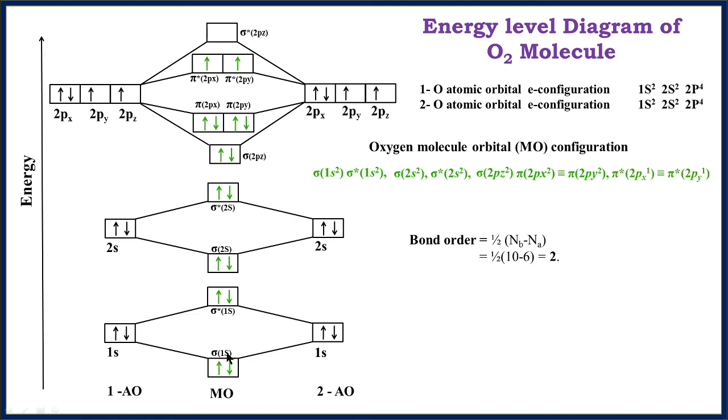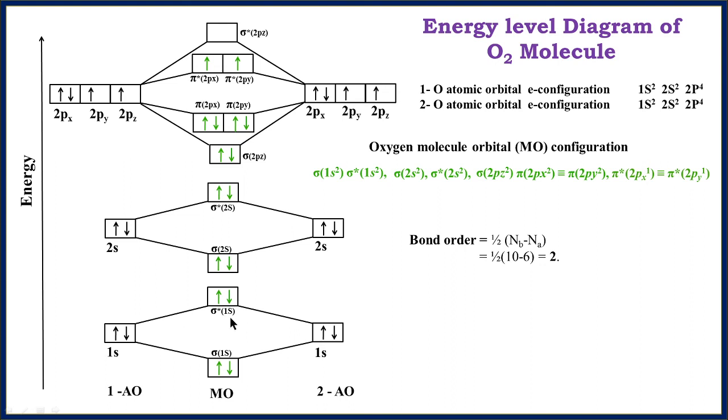So these are the bonding molecular orbitals. This has 2 electrons, 2 plus 2, 4. These three are also bonding molecular orbitals. So 5, 6, 7, 8, 9, 10. Total 10 electrons are present in the bonding molecular orbitals. It is 10 minus the number of electrons in anti-bonding.